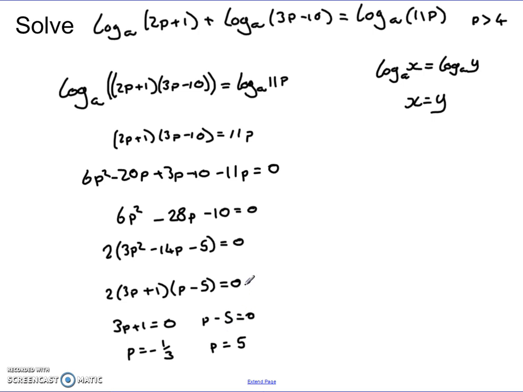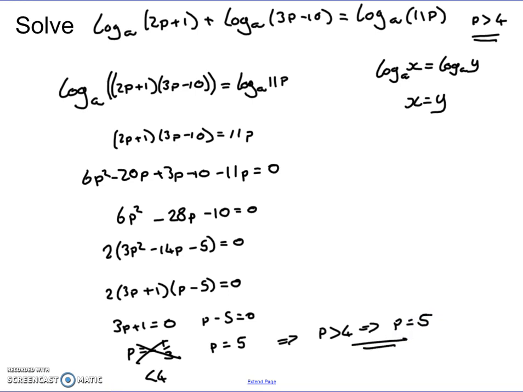However, go back to the question. Up here, it said p is bigger than 4. That was a condition it put on the question when it said it. So of these two solutions, p equals negative a third can't be, because it's less than 4. What I can then say is therefore p has to be bigger than 4, therefore p equals 5.